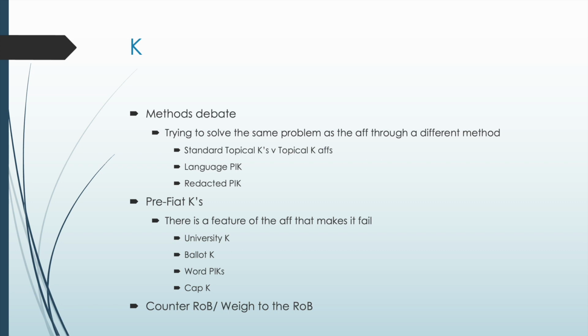The pre-fiat Ks are basically saying that there is a feature of the AF that makes it fail. So there is something pre-fiat, like structurally, when designing or reading or expanding the discourse of the AF, that leads to the method not working. And so that is things like the university K, which says that the university system or academia that debate exists within will kind of co-opt any movements that are started within it. And so you'll hear a lot of references to occupied UC Berkeley and stuff like that as part of the university K. That stuff's pretty standard.